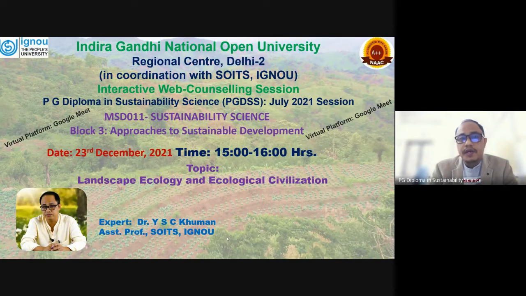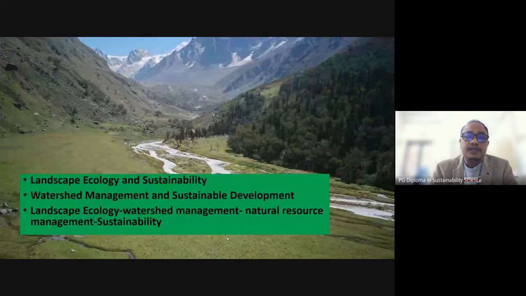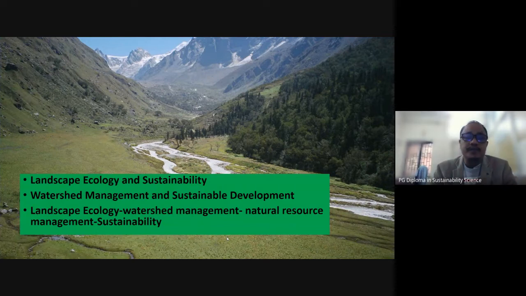So now we have reached Block 3 of Course 1, MSD 011, Sustainability Science. In Block 3, we are looking into the various approaches we need to follow, and some of the basic approaches to achieve sustainable development, which is one of the core objectives of sustainability science. In the previous session, we looked into watershed management and sustainable development, and how watershed management is a tool to sustain natural resource management.